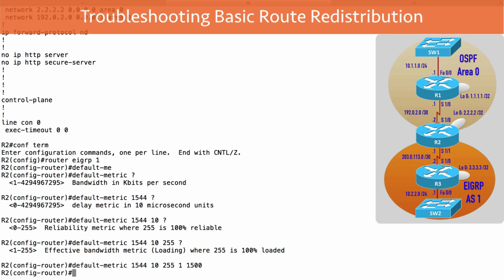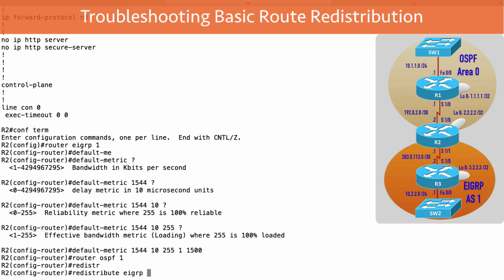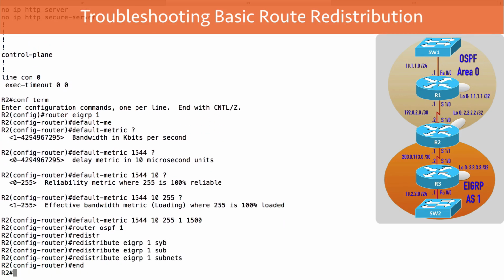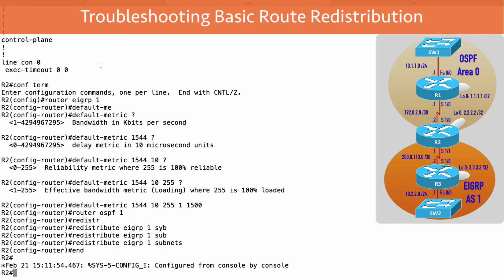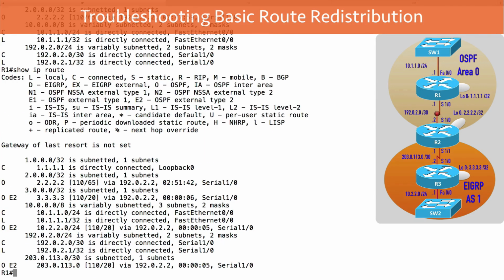Now let's fix OSPF. Let's say router OSPF 1, and we'll say redistribute EIGRP autonomous system 1, and let's give the subnets keyword. Now let's see if things are any better. Let's go to router R1, and we'll once again do a show IP route. This looks better. We are learning things from another autonomous system as evidenced by the E2 routes showing up here.